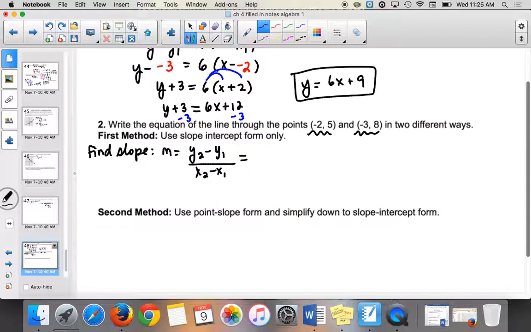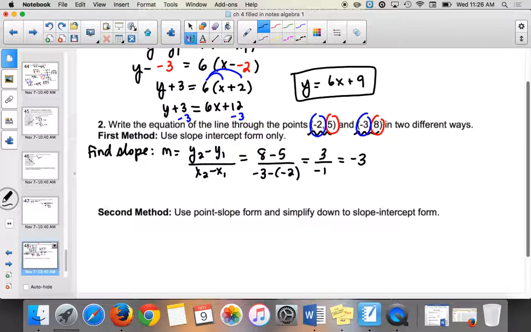So I'm going to have 8 minus 5. Those are my y values. You guys see it? 8 minus 5. And then I'm going to have negative 3 minus a negative 2. Be careful with your signs. Negative 3 minus a negative 2. I get 3 on top. But on the bottom, it becomes negative 3 plus 2. Negative 3 plus 2 is negative 1. So we get negative 3.